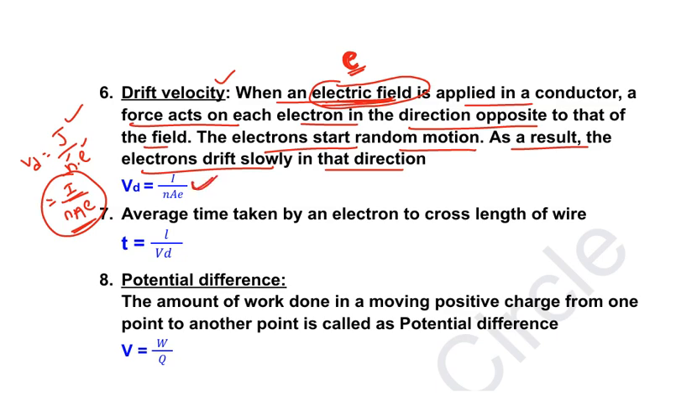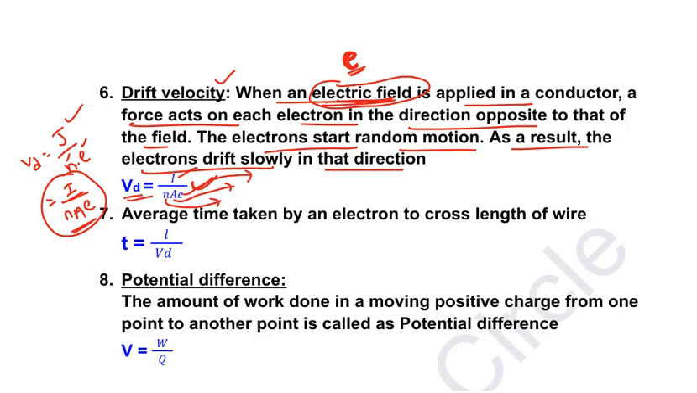It will be very useful for solving many problems. Here I means current, N means number of electrons, A means area of cross section of conductor, E means charge of an electron. So if you substitute these values, you will get the drift velocity.